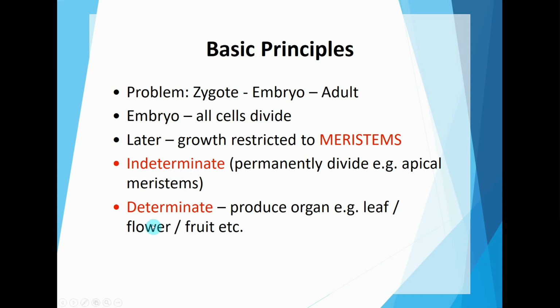The determinate, the lateral and the intercalary meristematic regions, which are determinate, which produce a specific organ, a leaf, a flower, a node, a fruit, etc. They are formed post embryogenesis, after embryogenesis, when we've already got an established seedling. So embryogenesis consists of four stages: the globular, heart, torpedo, and maturation. It is somewhere in between embryogenesis that we get our apical meristems forming.